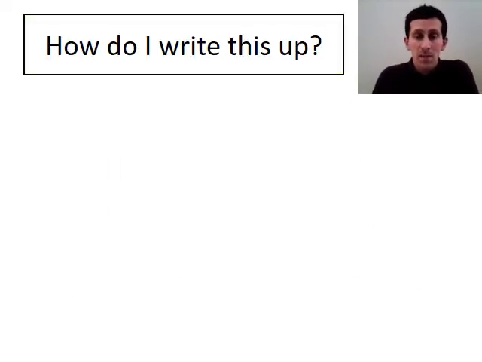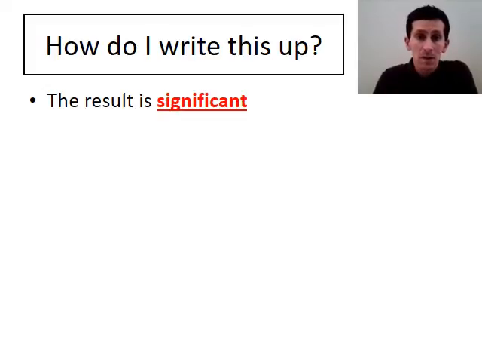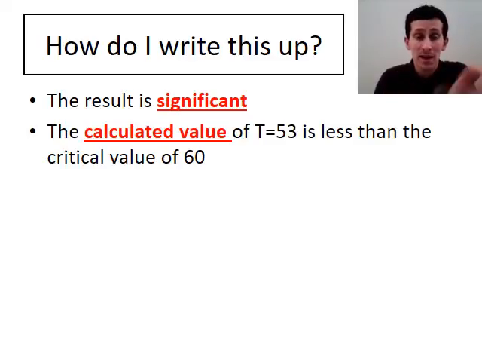So how do we write up our answer? It's giving you that experiment. It says, right, using the critical value table, are the results significant or not? So we would say that the result is significant because the calculated value that they gave us at the start of T equals 53 is less than the critical value of 60. So remember at the bottom of that table that we just looked at, it told us that if the calculated value is less than the critical value, the results are significant. So in this case, the calculated value of 53 is less than the critical value of 60.